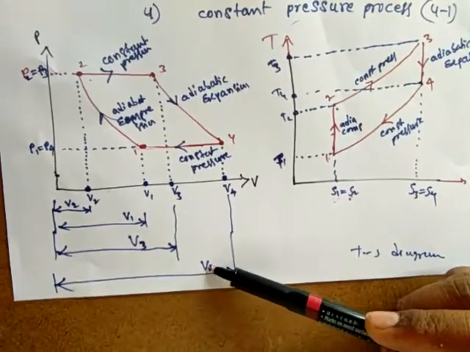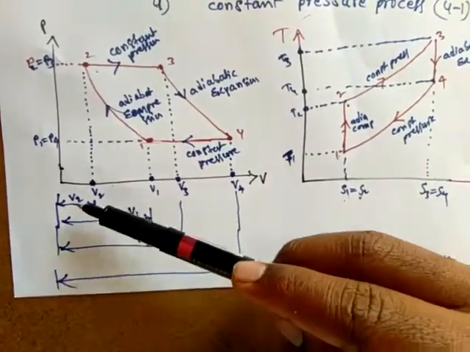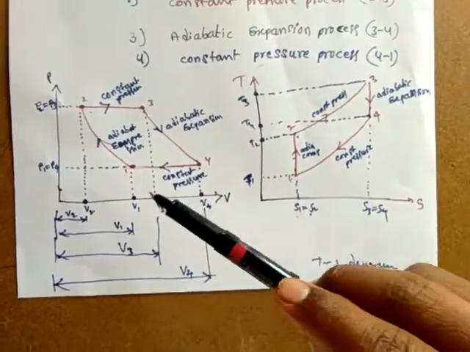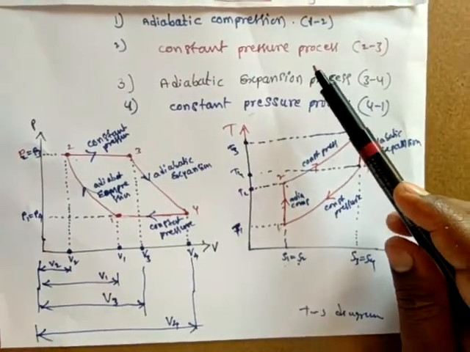So once again observe all these volumes. V4 is higher than V3, V3 is higher than V1, V1 is higher than V2. So this is our PV diagram and TS diagram, by using these 4 operations. Next, coming to the second slide.